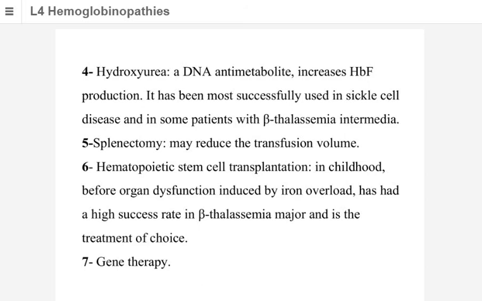Hydroxyurea is given in case of thalassemia intermedia to increase hemoglobin F. Splenectomy is done as a palliative therapy and to decrease blood requirement. But hematopoietic stem cell transplantation is the only curative therapy. Gene therapy is in the pipeline, in the near future, to treat such diseases.